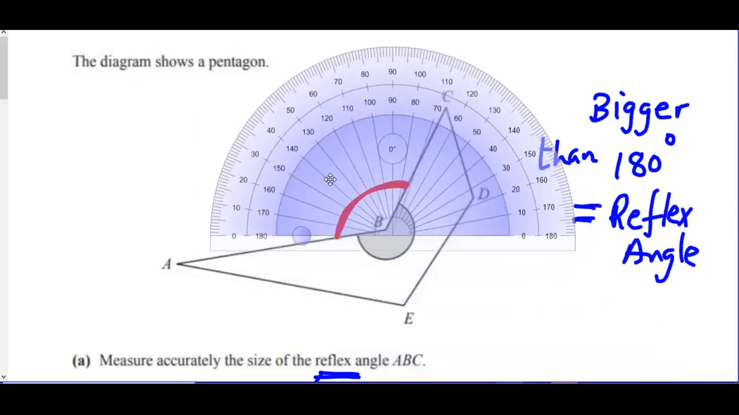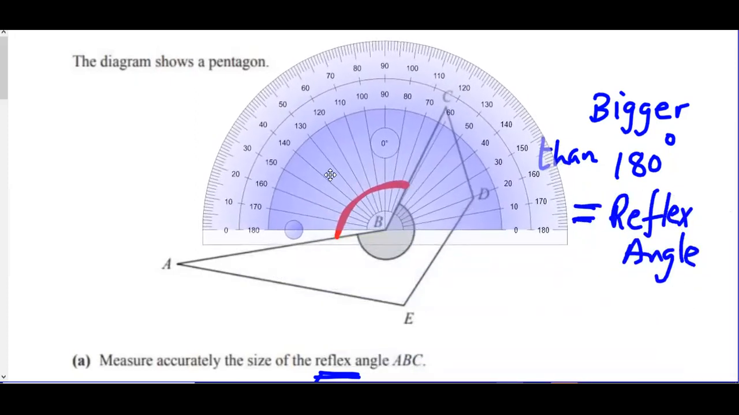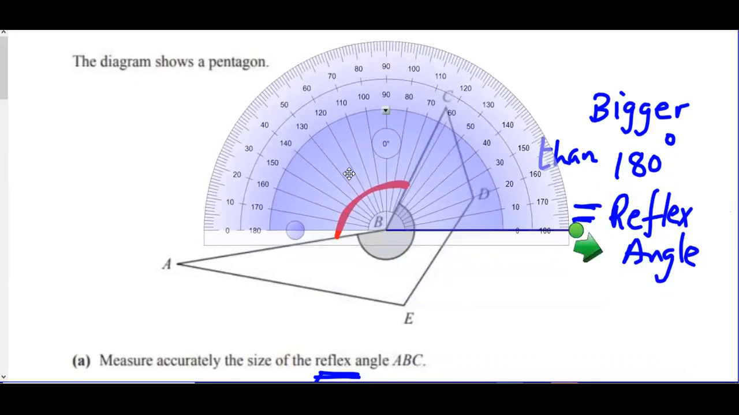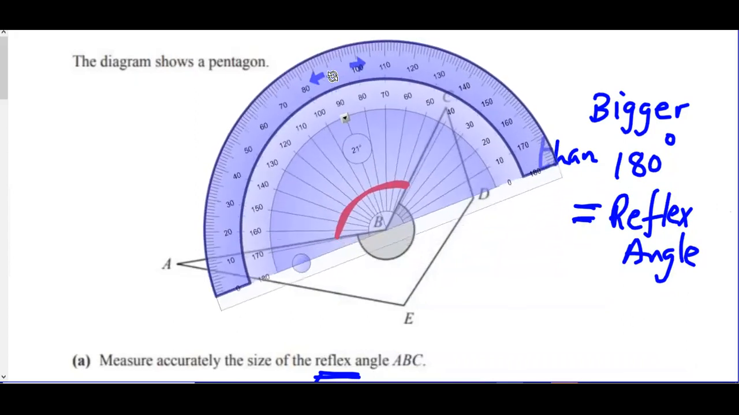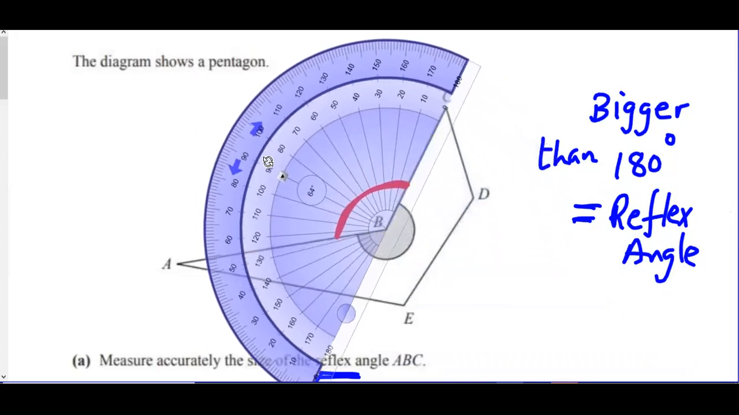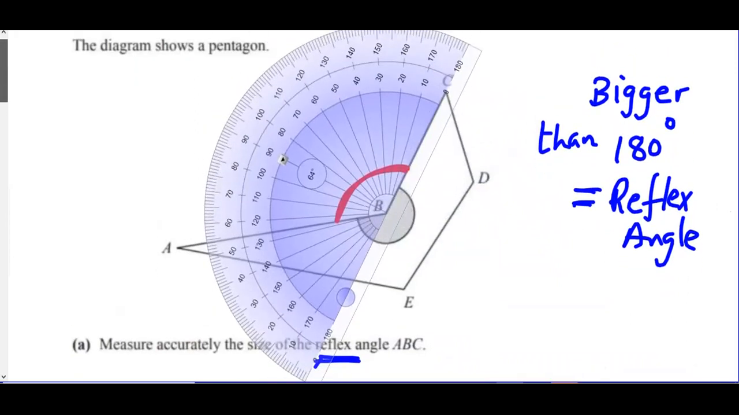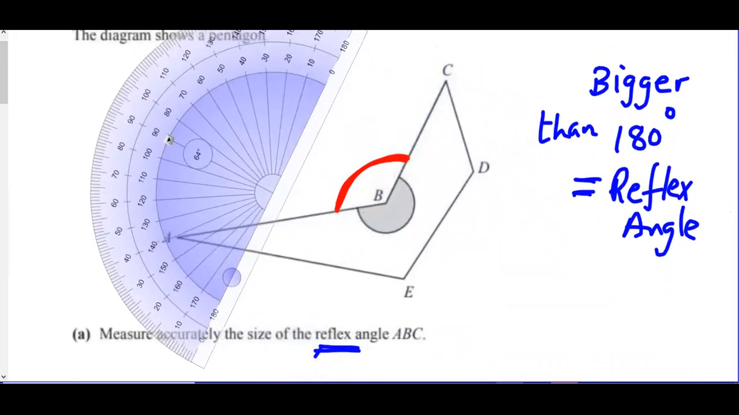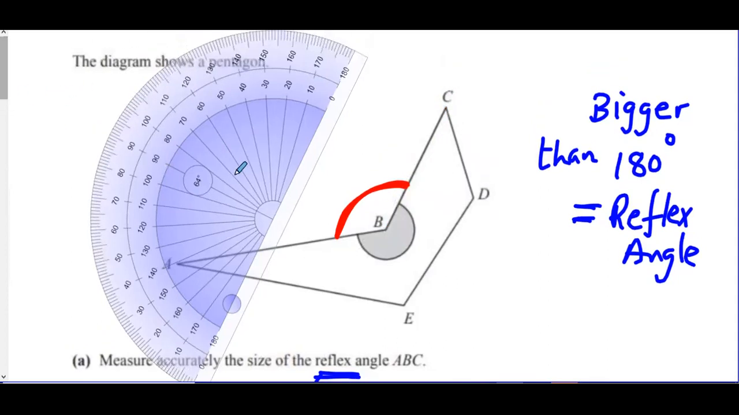Okay, so take this protector and set it this way. I hope you can see my protector. I want this line here to read 0 on the protector. I want this line to read 0 degree. Or let me try to set it for you so that you can understand what I'm talking about.